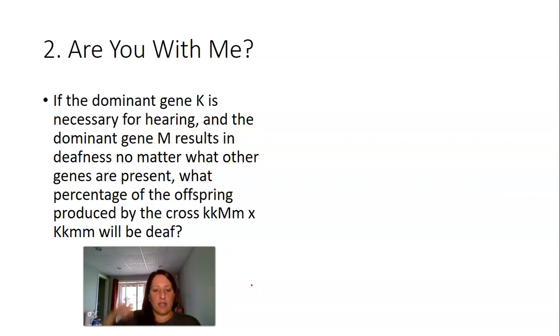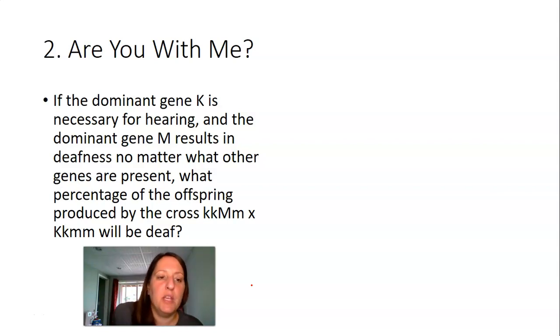Okay, so now we're talking about the ability to hear. This is going to be a case of, hopefully you know, epistasis. We've got two genes here. I've got a fly down here too. We've got the K gene and we've got the M gene. So there's two genes involved here. Multiple genes, and also it's a case of epistasis because of the M gene.